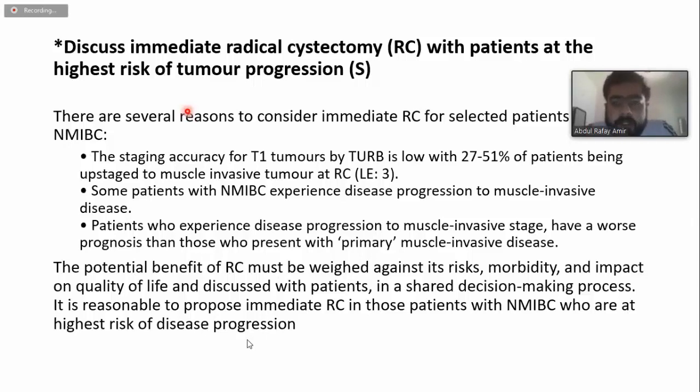Discuss immediate radical cystectomy with patients at high risk of tumor progression. The staging accuracy of tumor followed by TURB is low, with understaging in 27 to 51% of patients. Some patients with non-muscle invasive disease experience progression to muscle invasive disease, and patients who experience progression to muscle invasion have a worse prognosis. Considering all these points, we should advise patients in this subgroup to undergo radical cystectomy.